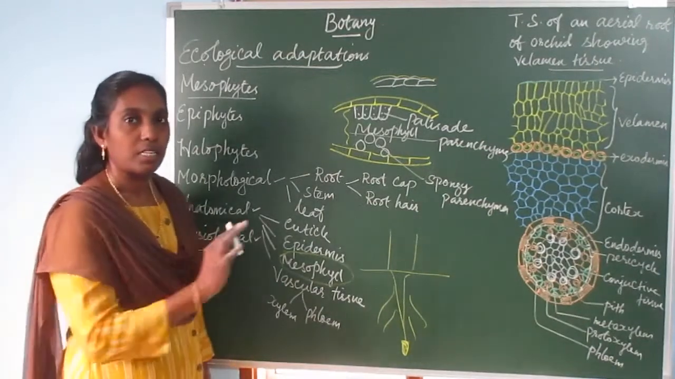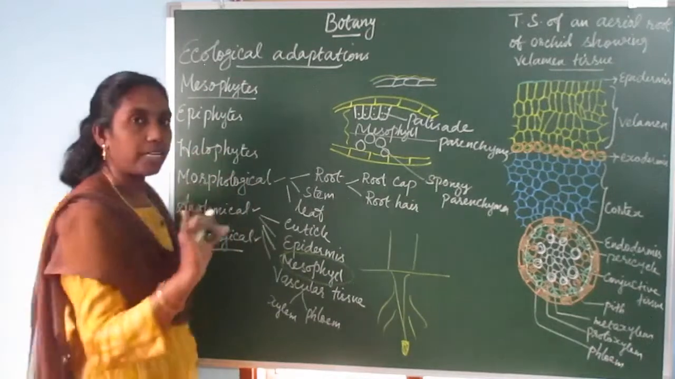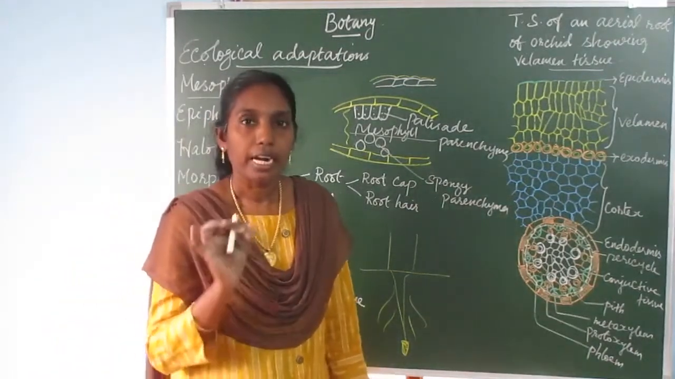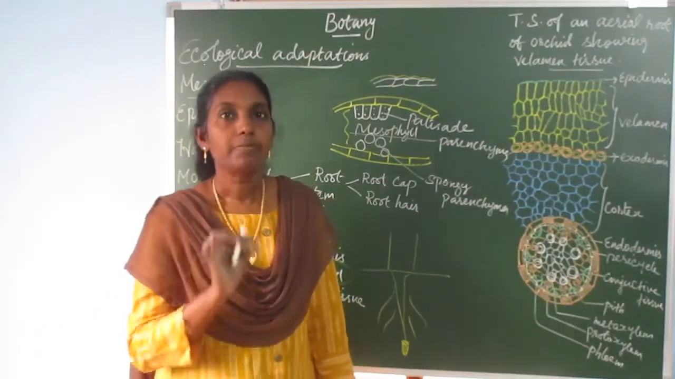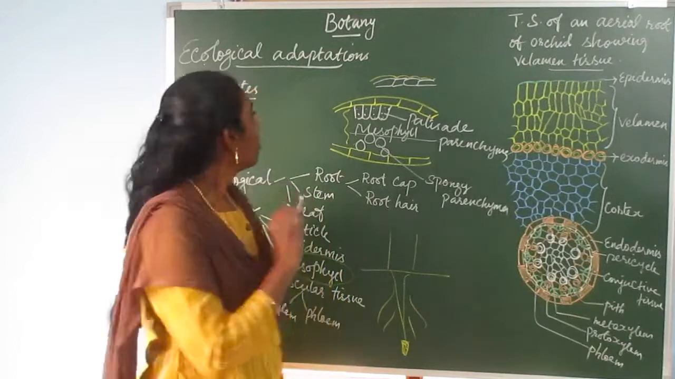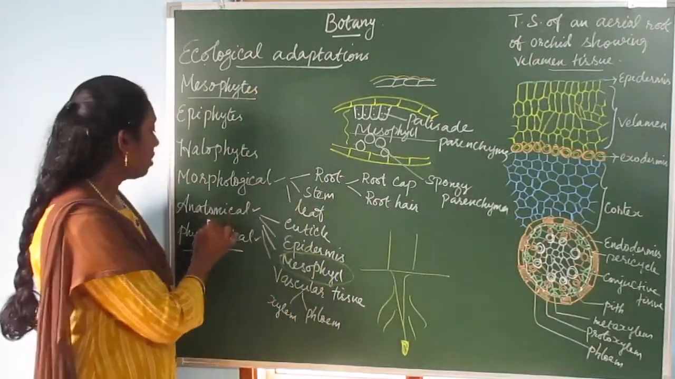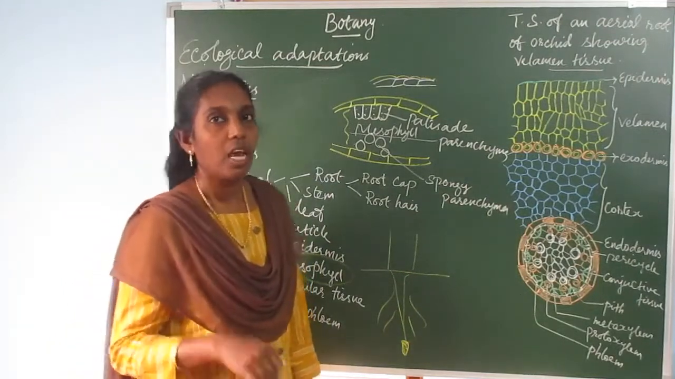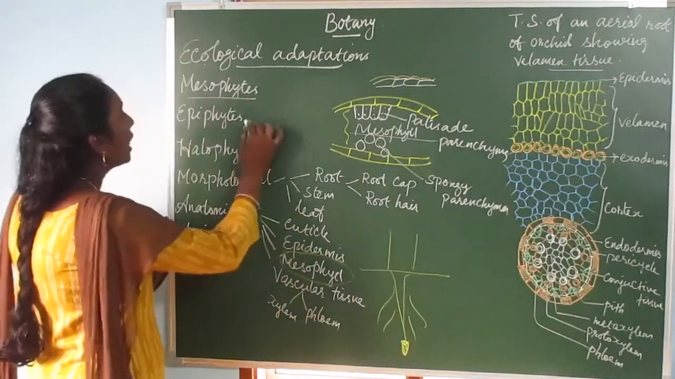So I hope that you understand this question very clearly. First you write about morphological adaptation. The question is ecological adaptations seen in mesophytes. First point you write about morphological adaptation, anatomical adaptation, then physiological adaptation. Let's move to the second question, epiphytes.